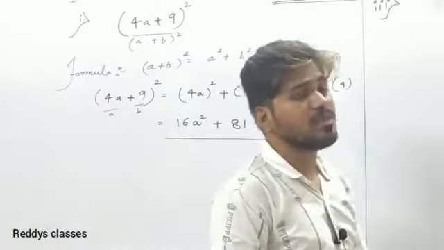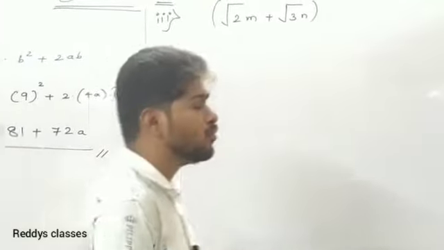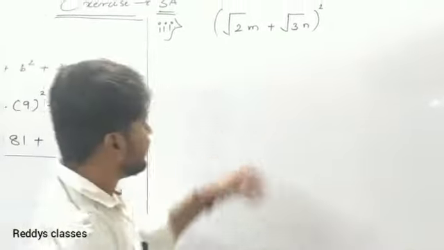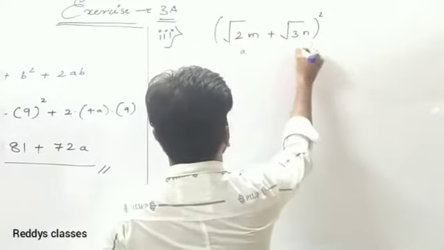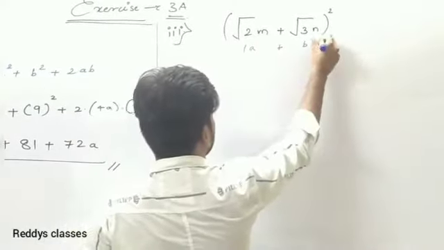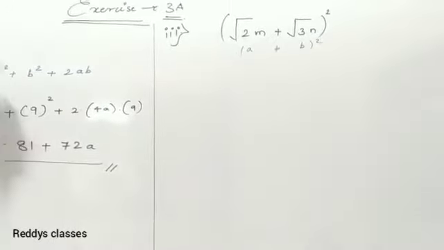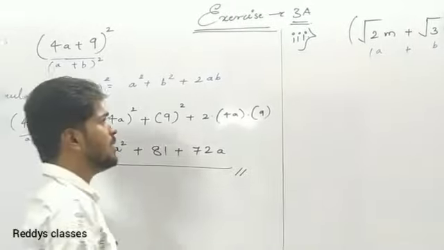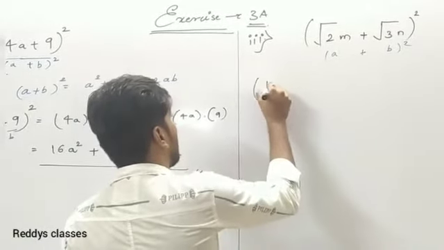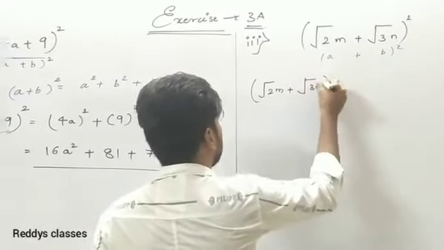Let us see one more sum with respect to roots. So how are the roots going to be solved? We are going to use the same formula here. This is our a term and this is our b term. A plus b the whole square, we have the same formula here. You will write the same formula: a plus b square is equal to a square plus b square plus 2ab. Let us start. Under root 2m plus under root 3n the whole square.